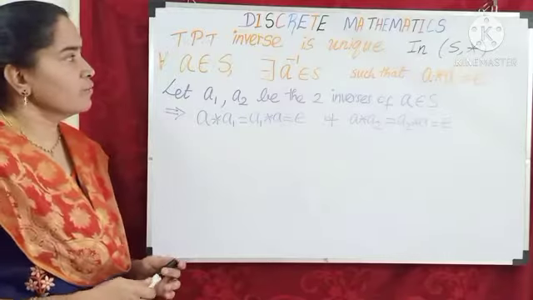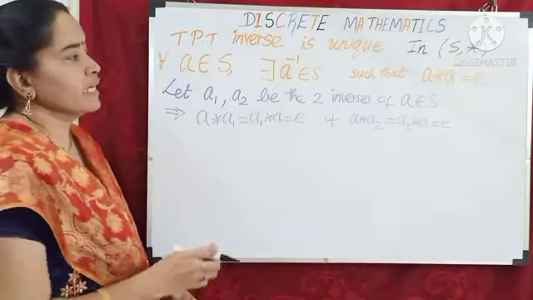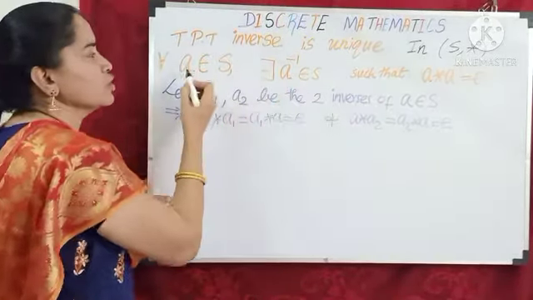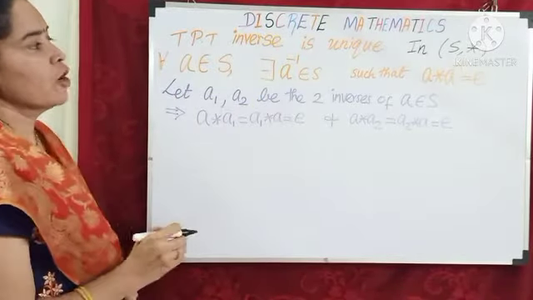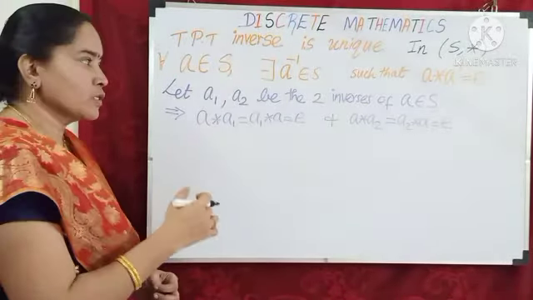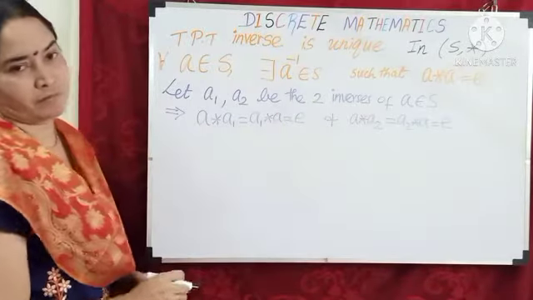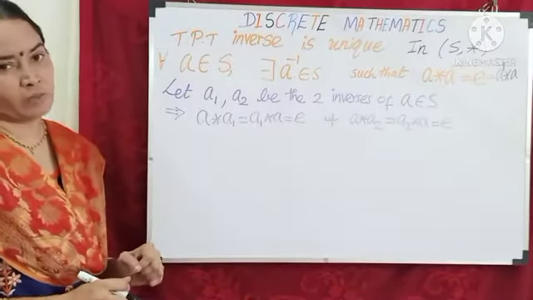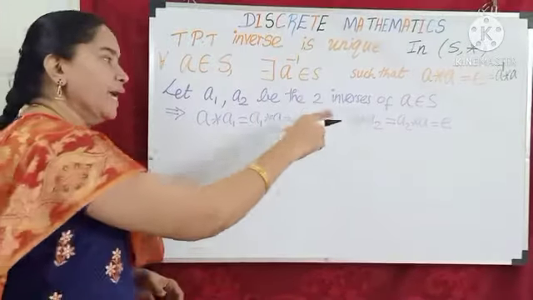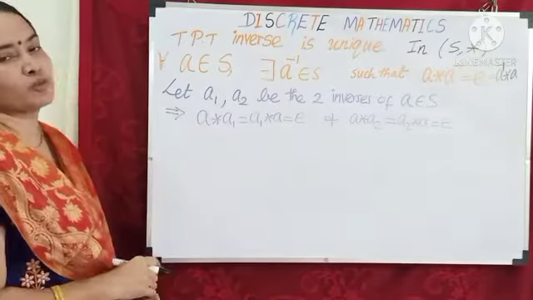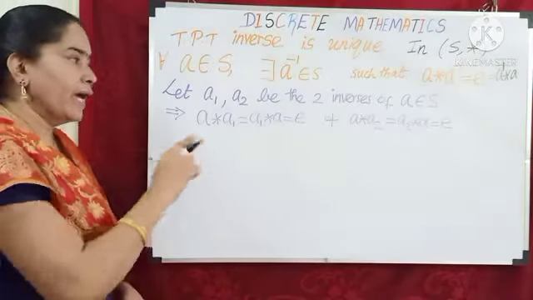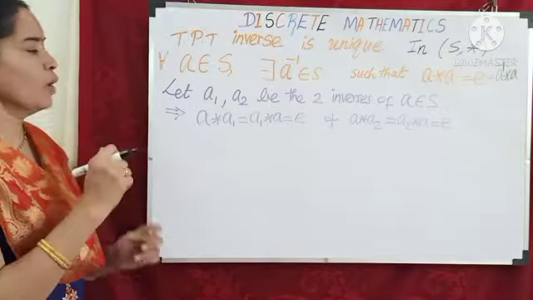To prove that inverse is unique, in a set S under an operation star, we know if A inverse is the inverse of A, then A star A inverse or A inverse star A is E. Let us assume, if possible, let there be two inverses for A. A1 is the inverse: A star A1 or A1 star A is E. Suppose A2 is the inverse: A star A2 or A2 star A is also E. My condition is to show A1 and A2 are equal.